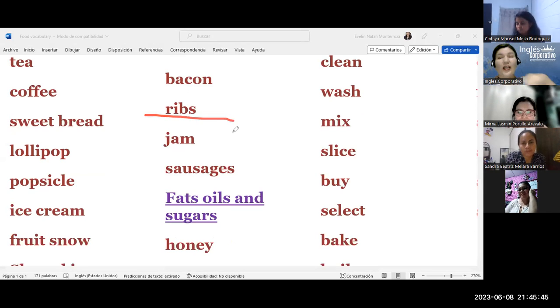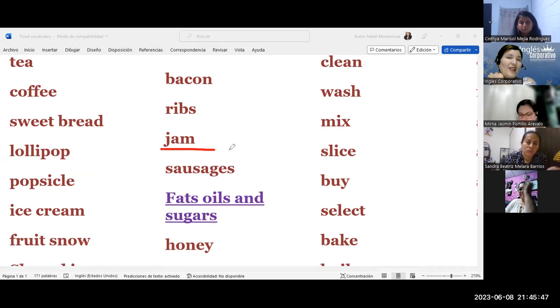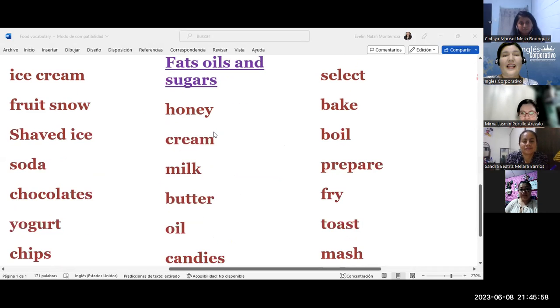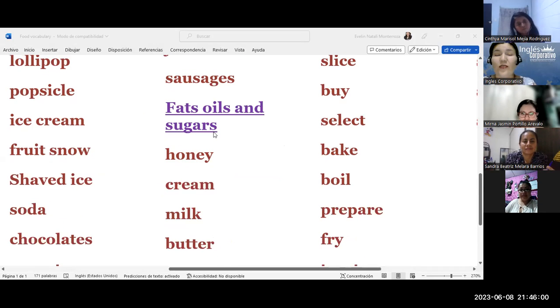The ribs son las costillas, right? Ribs, ham, and sausages. Sausages, salchichas, jamón, costillas, tocino. Very good. And in this one, this is another category that we have: fats, oils, and sugars.